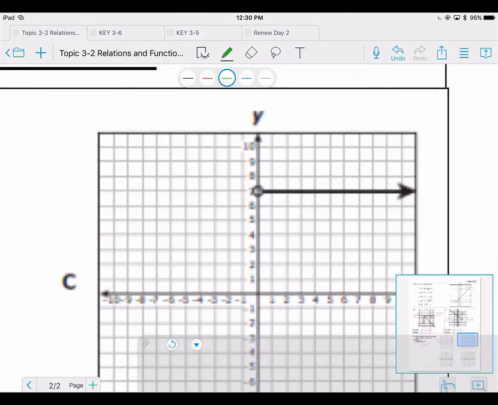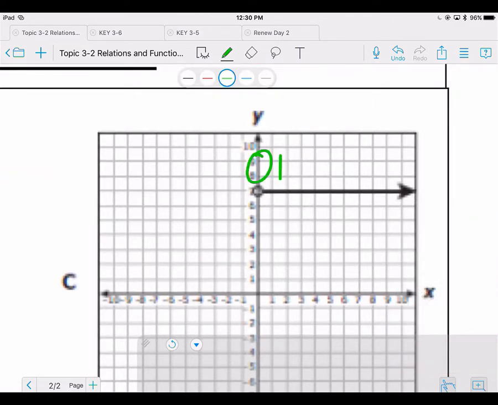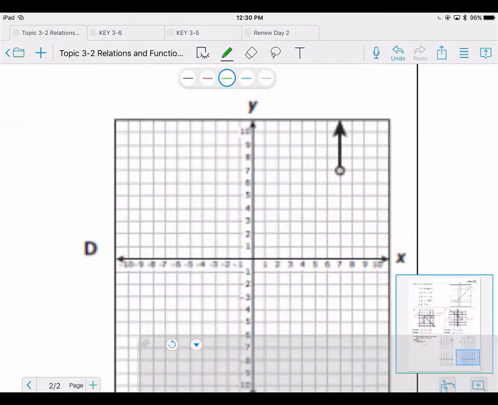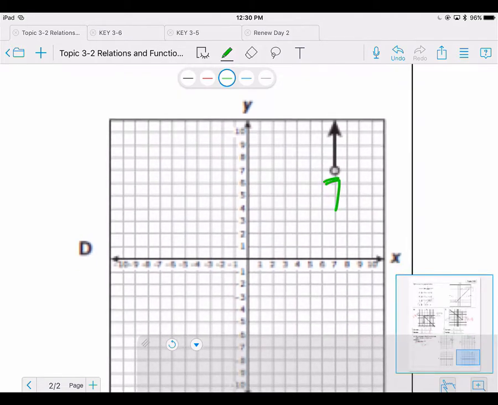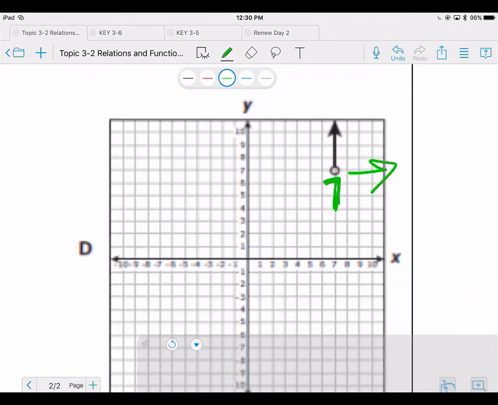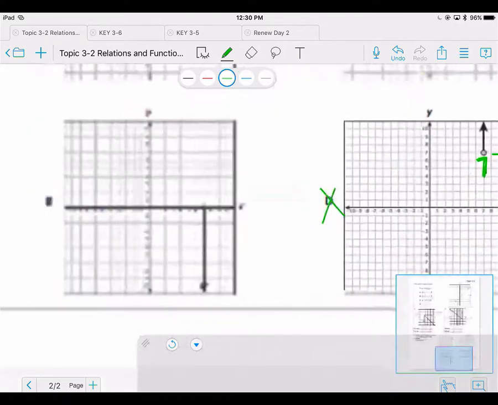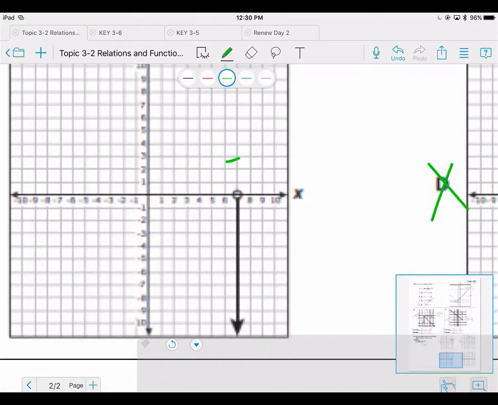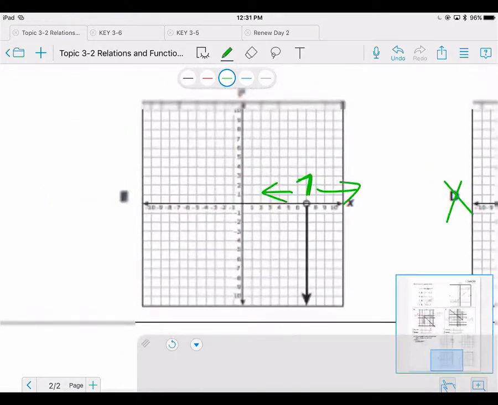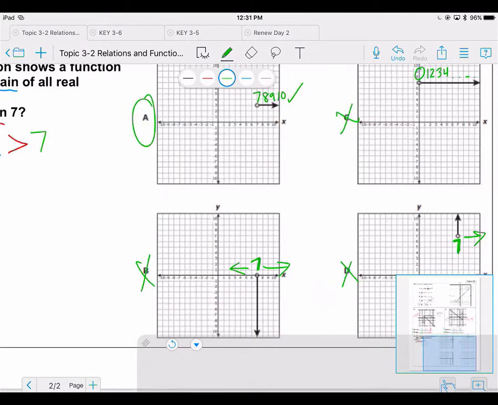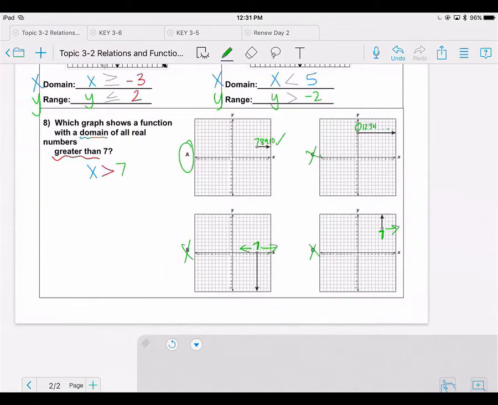On C, my domain is starting at 0 and then going 1, 2, 3, 4, yada, yada, yada. But that's not 1, 2, 3, and 4, 0. Those are not bigger than 7. D, x is starting at 7 and it's staying at 7. Remember, we're looking at our x values, so it's not going anywhere left or right. And similar situation with B. X is starting at 7, but it's not going anywhere on the x's. So A would be my correct answer for this problem.